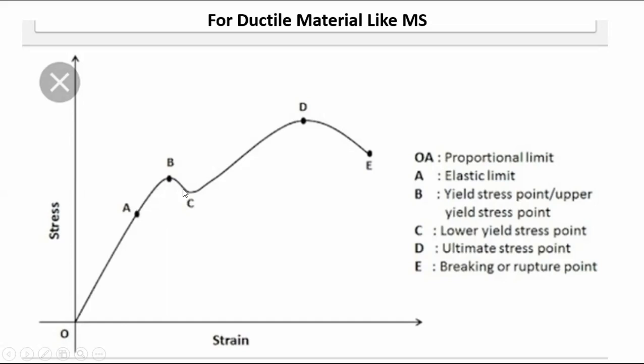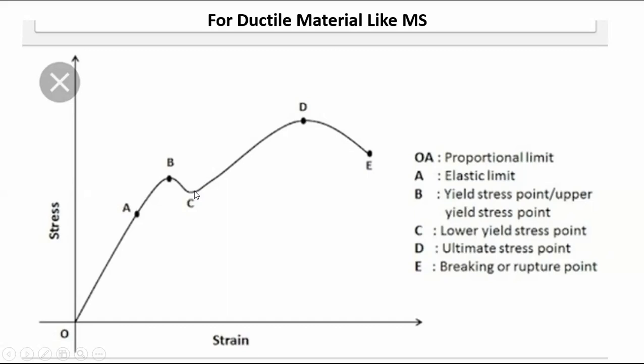Okay. Now let us discuss what this point A to B region indicates. This A to B is also elastic. There will also be an elastic elongation, but that is not proportional. That means the ratio of stress to strain will go on varying from A to B. That will not be a constant value. Then this point C is the lower yield point or lower yield stress point.